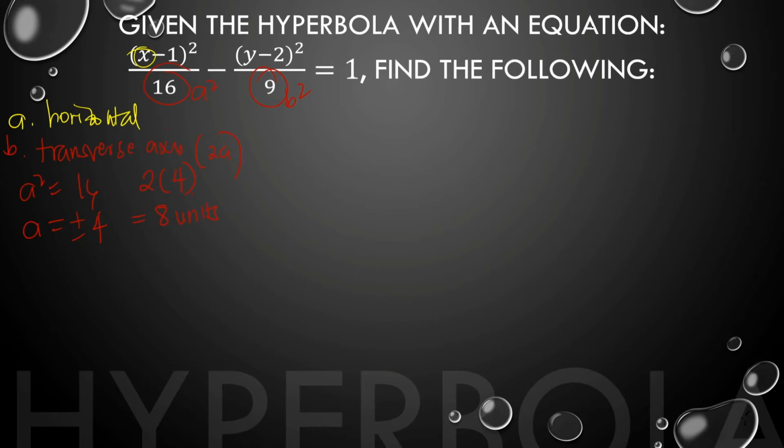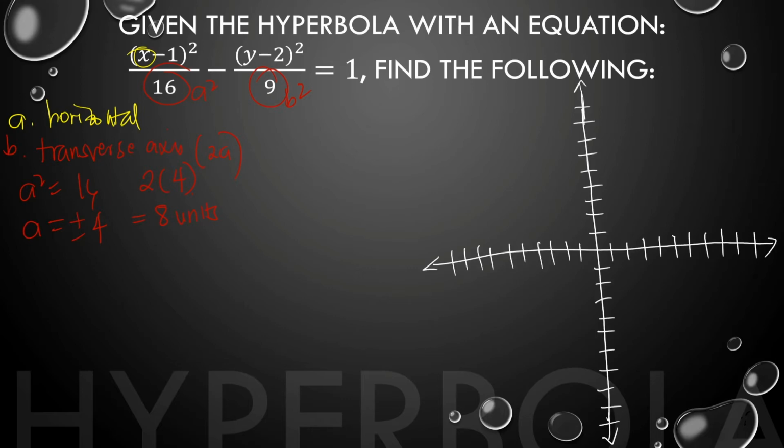So, i-graph natin yan. Bago natin siya i-graph, i-consider muna natin kung nasan ba yung center. Center (h, k). So, yung h and k natin is positive 1 and positive 2. So, graph natin yon kung nasaan ba yung center sa positive 1 sa x-axis and positive 2 sa y-axis. So, ito yung center natin.